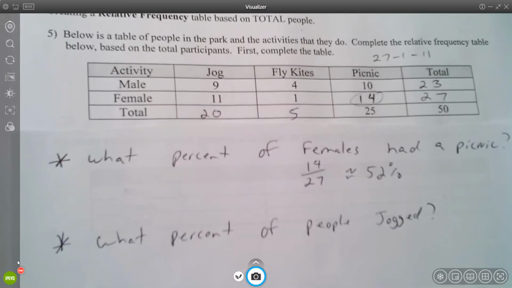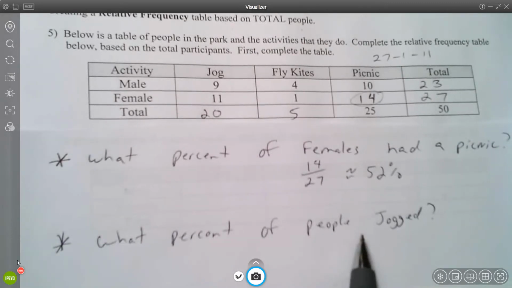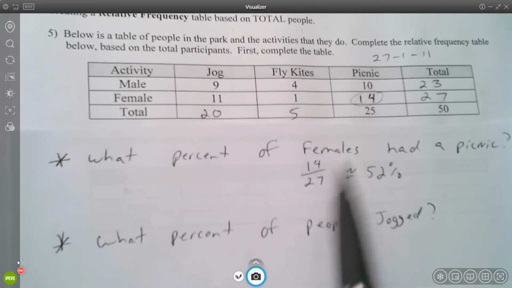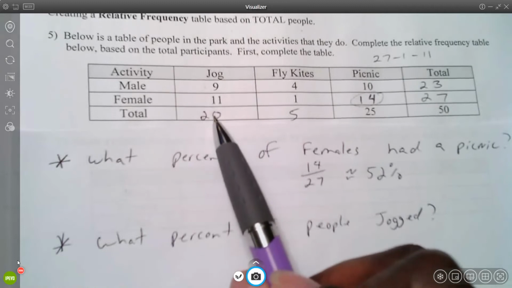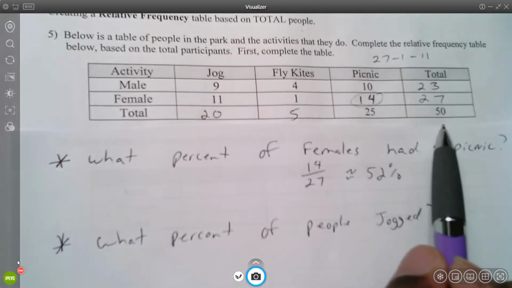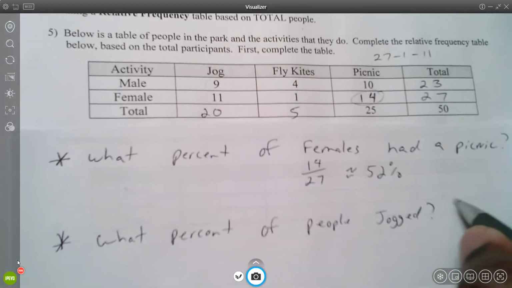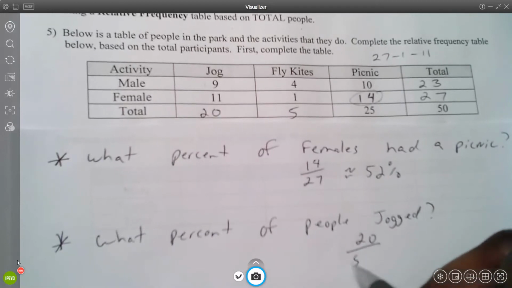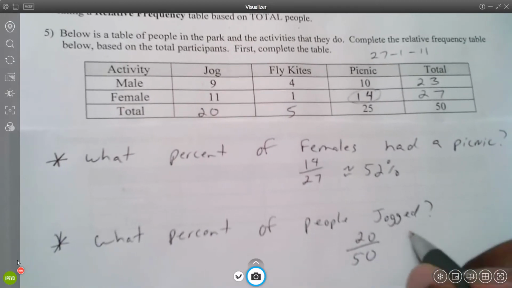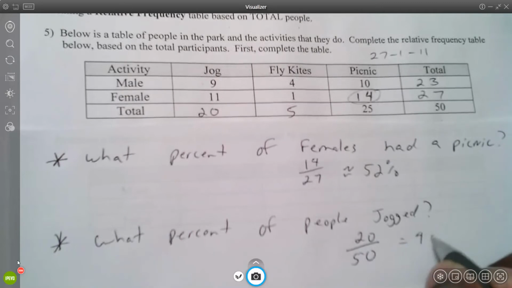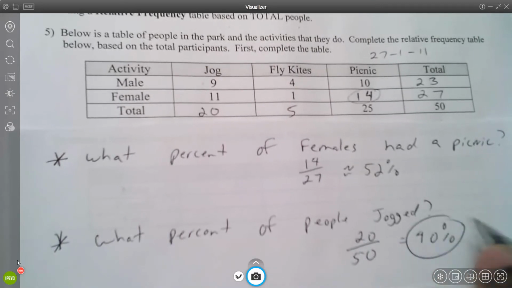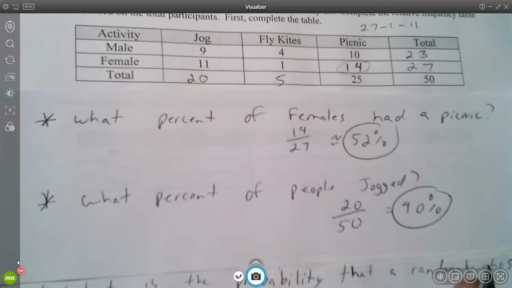Second question says, what percent of people jog? So now we're not considering males or females, but everybody. We want to know what percentage of them actually jogged. So my total joggers are 20, and my total people are 50. So this would be 20 people out of 50 people. If you plug it into the calculator, that should be 40%. So 40% of the people actually jogged.